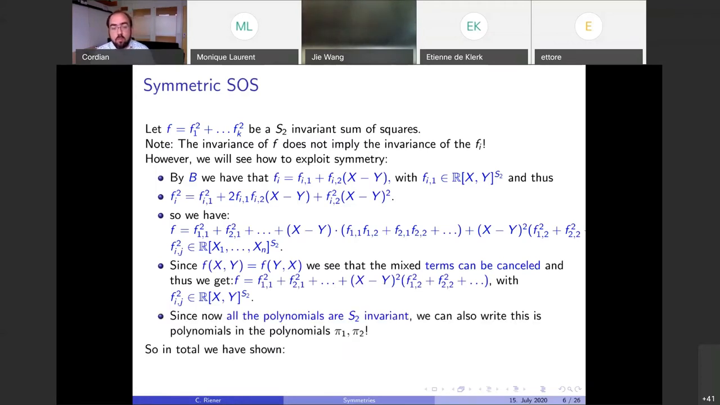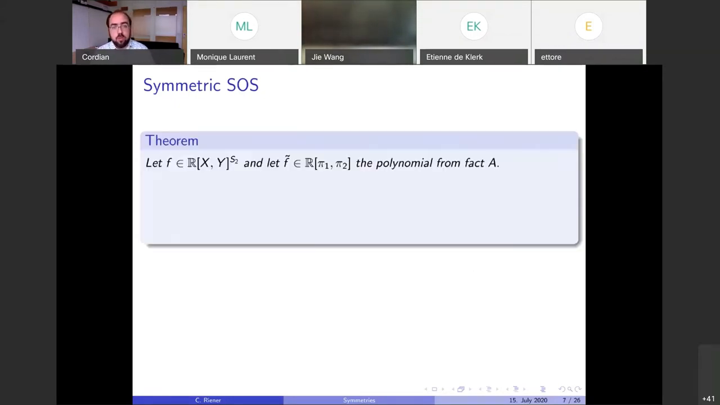So now all the polynomials that you see here are themselves invariant. This is invariant, this is invariant, but also we agreed that this squared difference is invariant. So they are all invariant, and I can write them again as polynomials in P1 and P2. And what this amounts to is that we have shown the following.